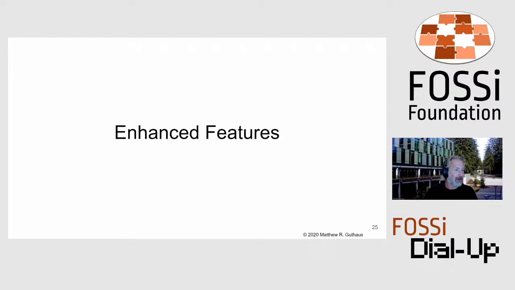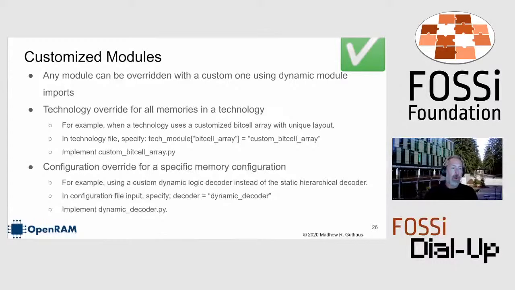Okay, now what are some enhanced features in OpenRAM? Well, I mentioned before, we have customized modules. So if you want to override a particular part of a memory, say a decoder, and you want to use your own decoder, or a specialized bit cell array layout, you can make your own bit cell array layout for the technology. We did this to let people try different circuits. The idea is we want to be flexible for designers so that you can have a high performance, dynamic decoder for your memory, or a lower performance, lower power one for a different type of memory. So this is to add flexibility in OpenRAM.